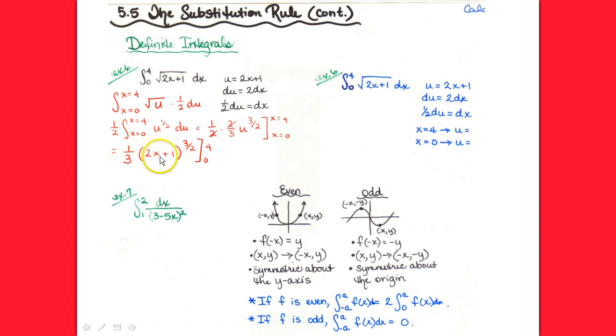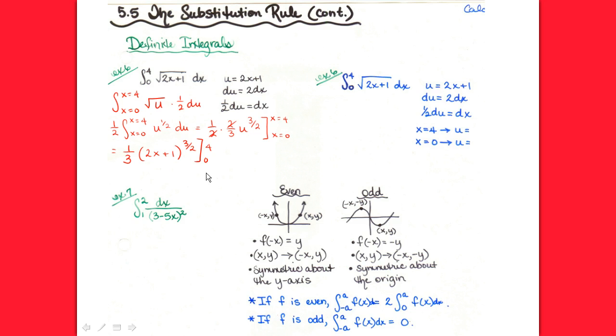So let's put the 2x plus 1 back in the place of u. So we had 1/3 u to the 3/2. So now that's 1/3 2x plus 1 to the 3/2. And that's where we stopped yesterday. That's exactly what we've done with the indefinite integrals. So now the only step that we need to add is we just need to plug in 4 and we need to plug in 0.